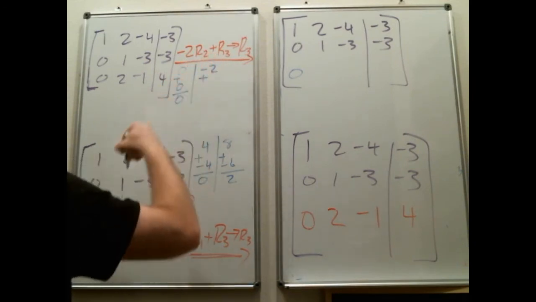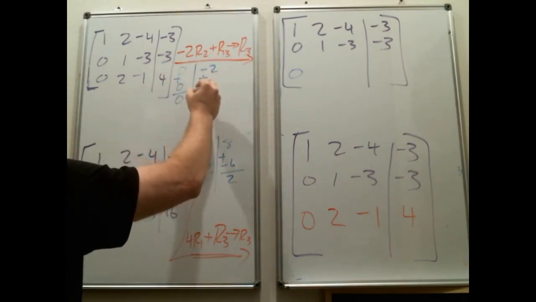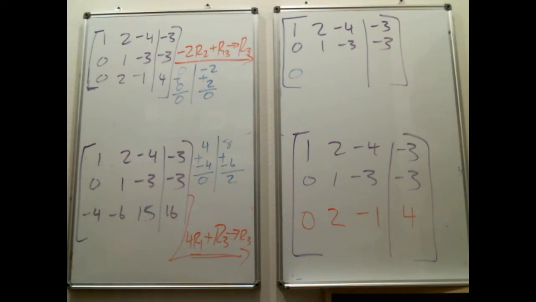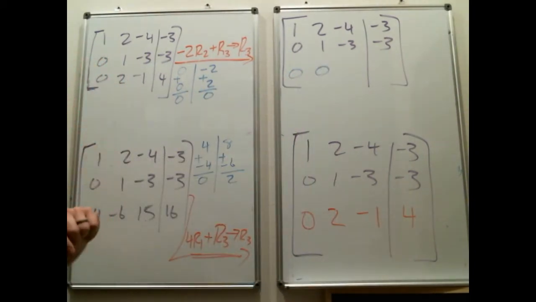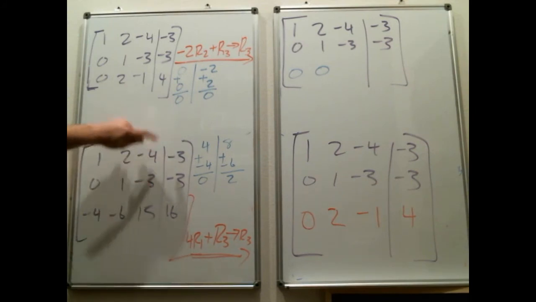Add down to row 3, which is 2. And then that gives you the 0, which is what we're going for. And now the rest I'm going to just do in my head. Please write it out if you need to.